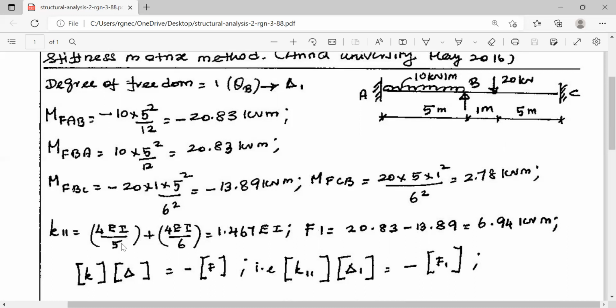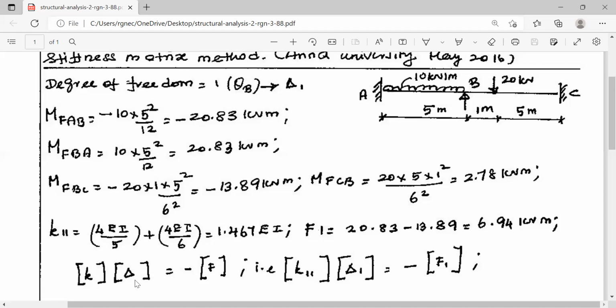So 4EI by L on the left hand side. Similarly, 4EI by L on the right hand side. The sum of these two is equal to 1.467 EI. Now, this is the moment caused by unit rotation. The total moment caused by theta B is equal to this moment caused by unit rotation into the rotation. That is K into delta, that should be equal to the net fixed moment, that is minus F. This is the equation.